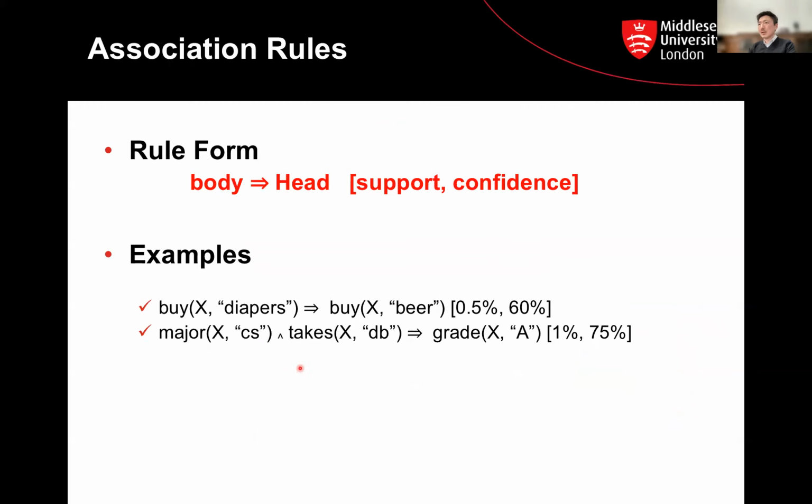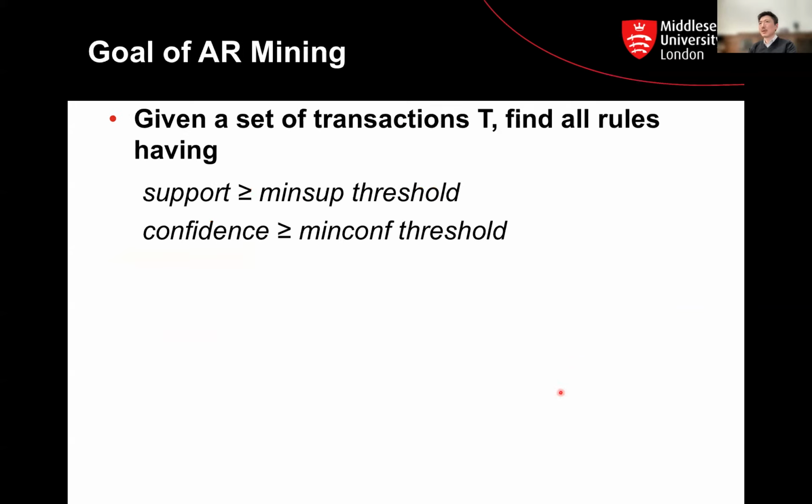And then similarly here, it says a student who studies computer science and studies the database module gets grade A. They have a correlation of 75%. That's actually quite high. Okay, and so association rules mining, or AR mining, which stands for association rules mining, is to find all such rules.